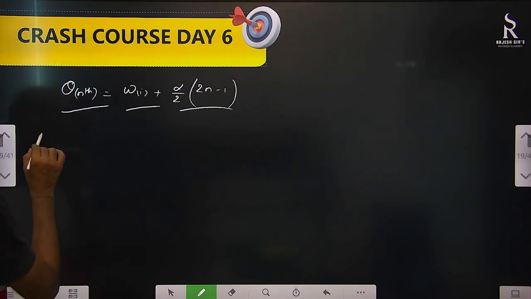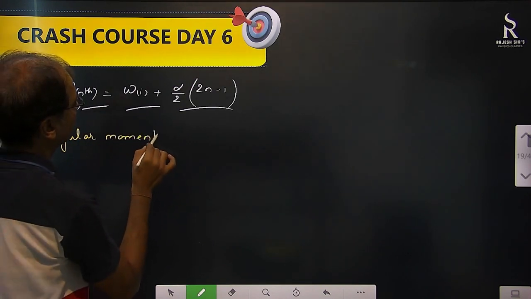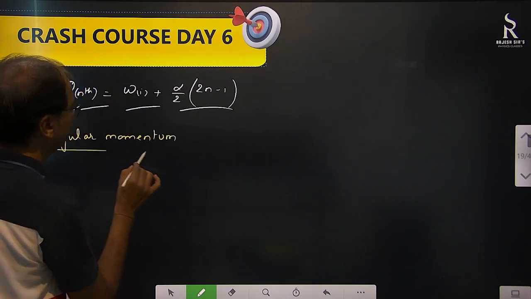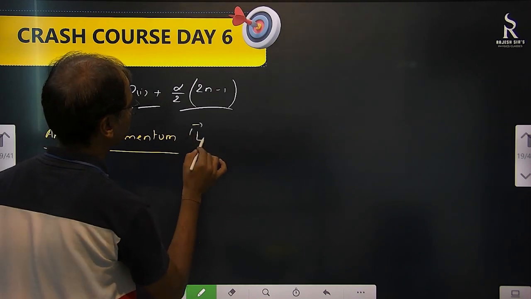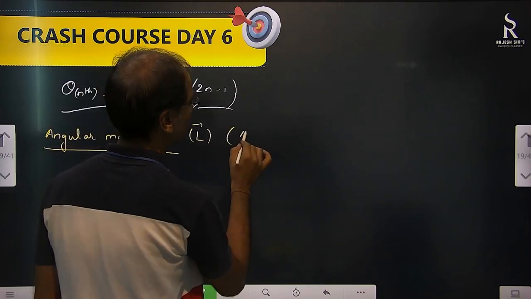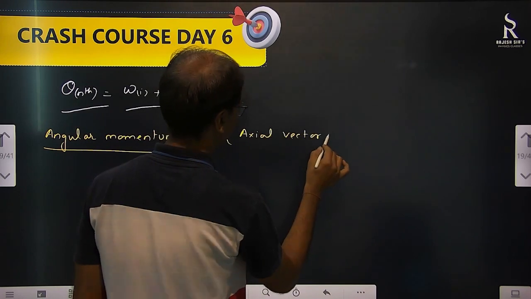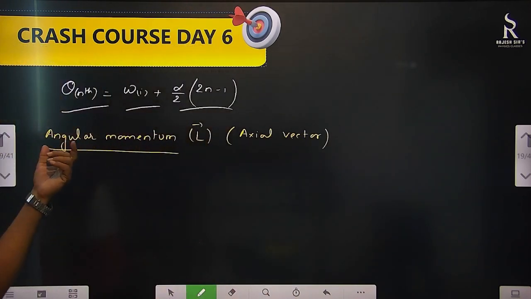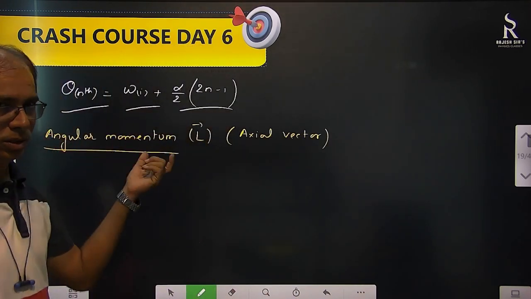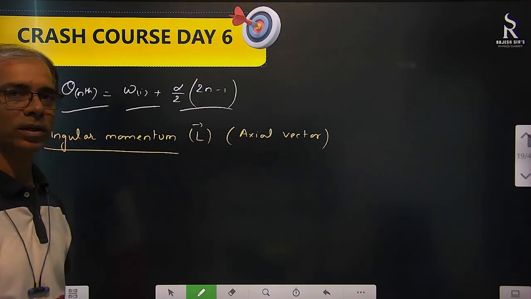Then what next? Next we are going to discuss is about angular momentum. Angular momentum, we represent this with L. It's a vector. Which vector? Axial vector. One more time. All the quantities which we are writing with angular velocity, angular acceleration, angular momentum, all are axial vectors.